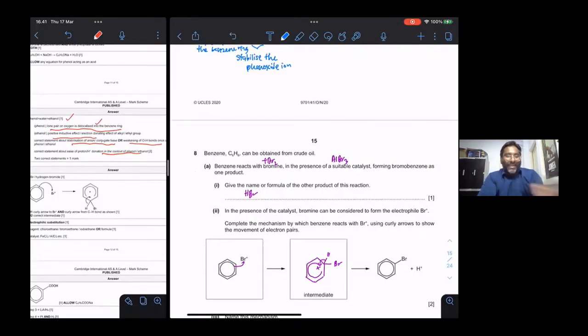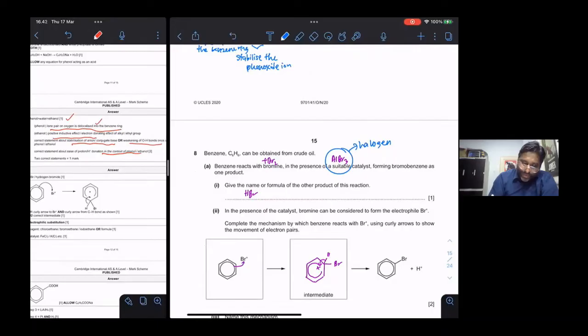Okay, so benzene, C6H6, can be obtained from crude oil. Benzene reacts with Br2 in the presence of AlBr3. So this one is a halogen carrier, forming bromobenzene as one product. Give the name or formula of the other product that is going to be formed.